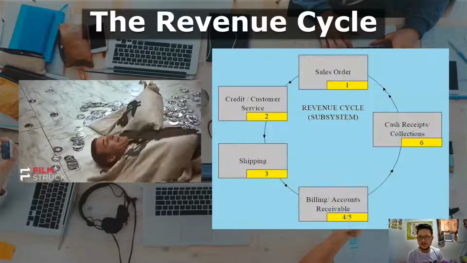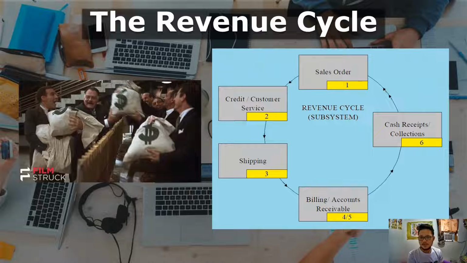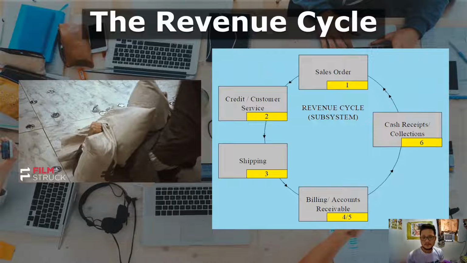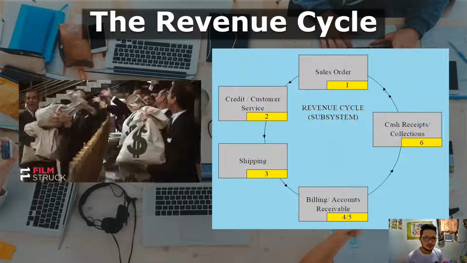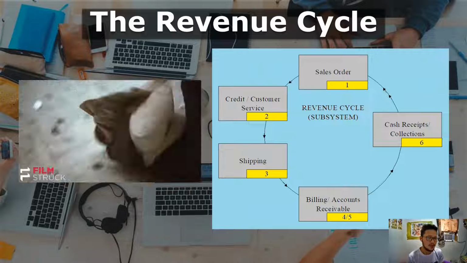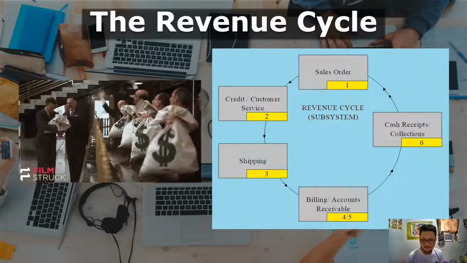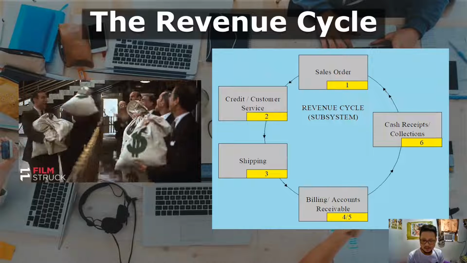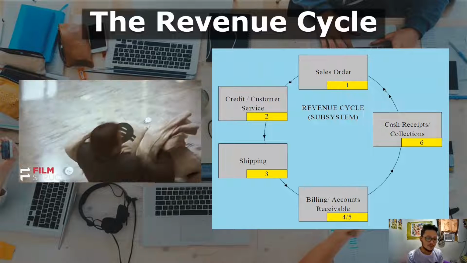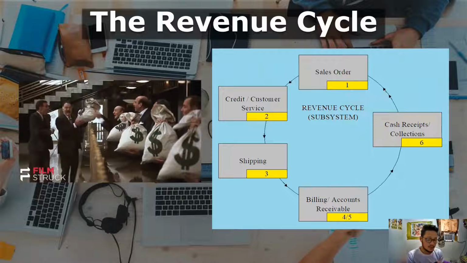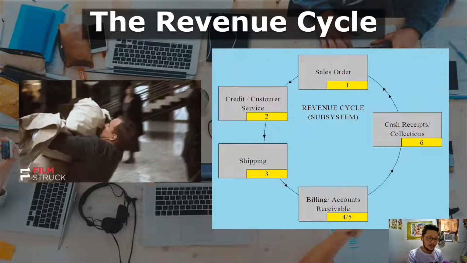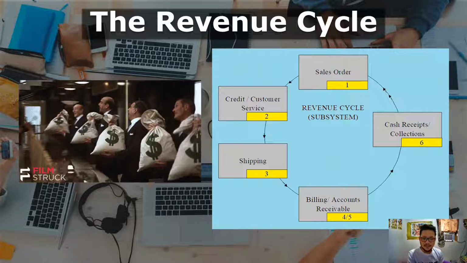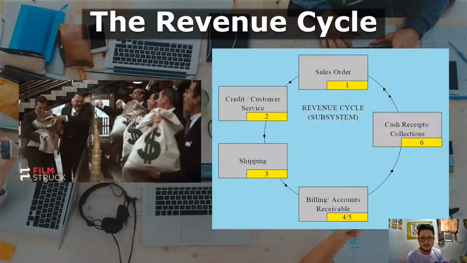Well, actually, the activities can be summarized in this illustration. Number 1, sales order. Second would be customer service or credit. This is where you grant credit sales. Number 3, shipping, also inventory management, warehousing. And then 4 and 5 would be billing and accounts receivable management. And lastly, you have your cash receipts and collection.